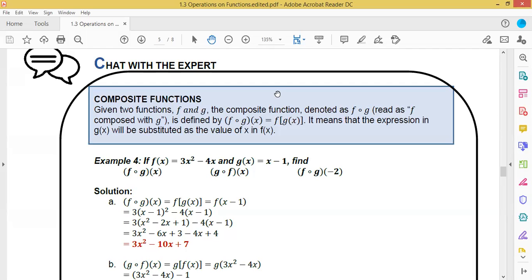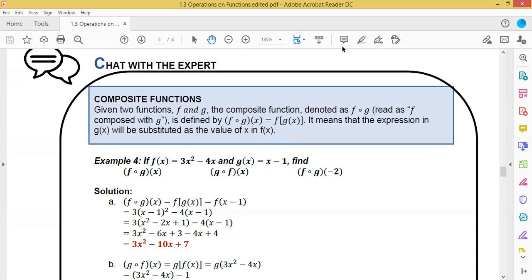Let's go to the composite functions. If there are two functions, f and g, the composite function denoted as f composed with g is defined by f composed of g of x is equal to f of g of x. This means that the value of g of x will be substituted to the value of f of x.